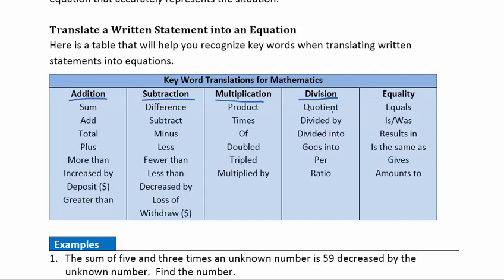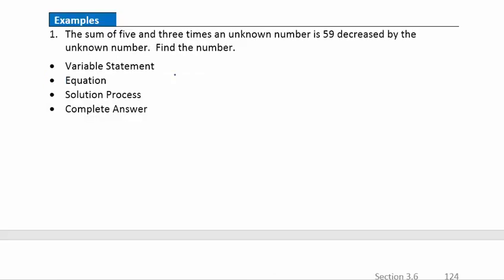Division: the quotient, divided by, divided into, goes into, per, this one comes up a lot when we're talking about things like miles per gallon, ratio. Those all mean division. And then equality: our equal sign is equals, is, was, results in, is the same as, gives, and amounts to.